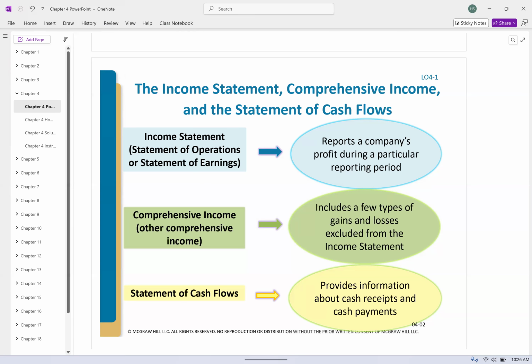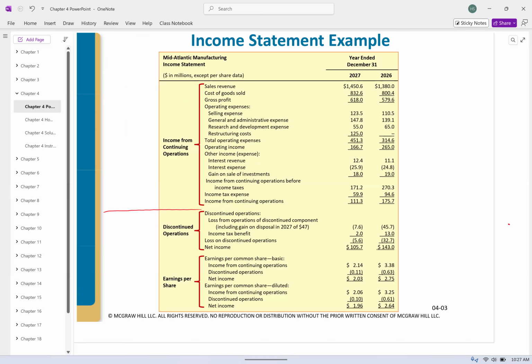So we don't like to throw that into continuing operations, because then that tells our users, hey, are you going to be able to do that again? Are you going to be able to make money from discontinued operations in the future? Probably not. Because if you keep discontinuing operations, you're pretty much going to have no business. So we do have a section here for discontinued operations and then earnings per share.